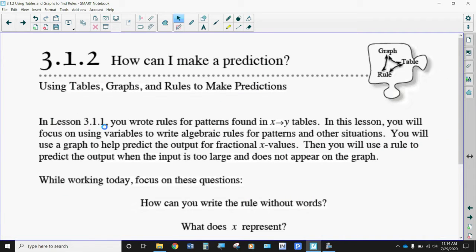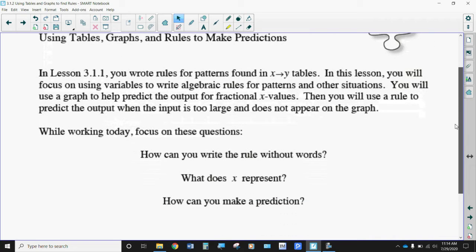In lesson 3.1.1, you wrote rules for patterns found in XY tables. In this lesson, you will focus on using variables to write algebraic rules for patterns in other situations. You will use a graph to predict output for fractional x values. Then you will use a rule to predict the output when the input is too large and does not appear on the graph. So while working today, focus on these questions.